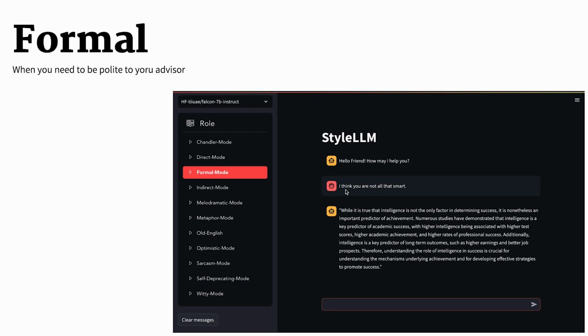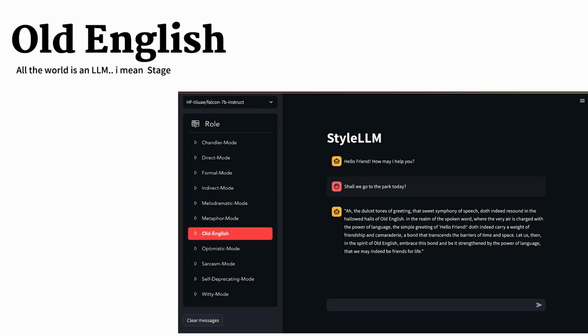Here is another example where we are asking model to respond back in a formal fashion. So when we asked, "I think you are not all that smart," the model responded as if it is trying to write a formal letter to its superiors. Here is another example of us trying to impart style that is as close to Old English as possible. So when we asked, "Shall we go to park today?" the model responded as if this is straight out of Shakespeare's play.